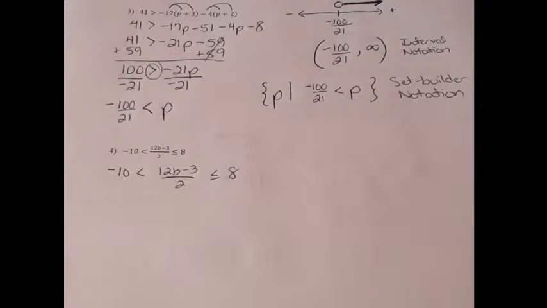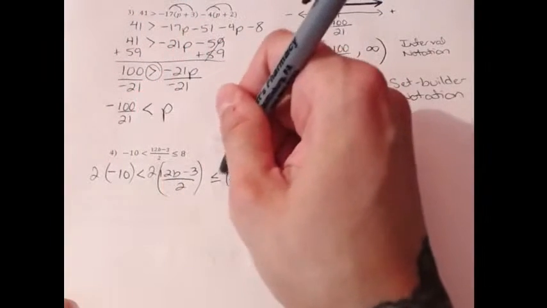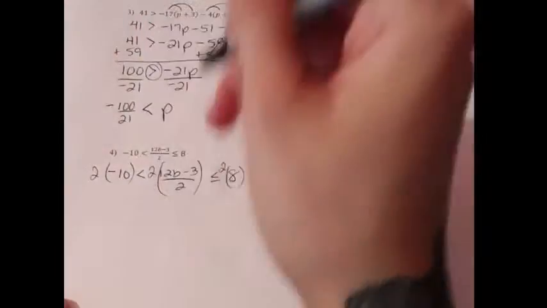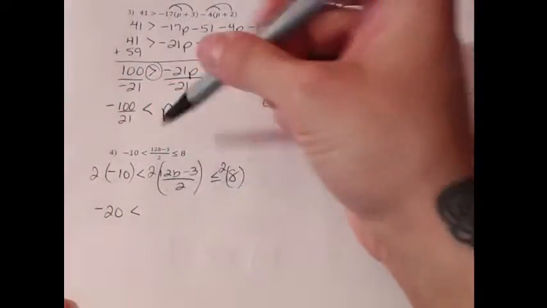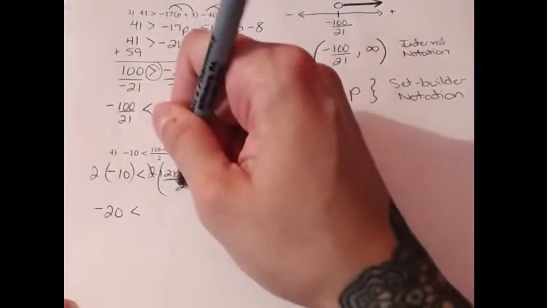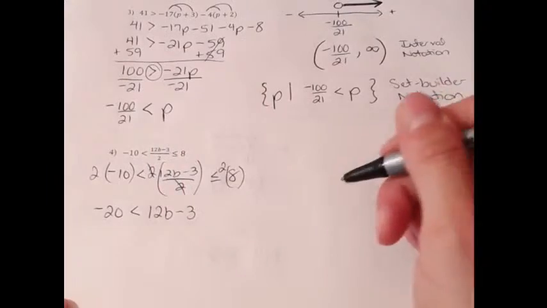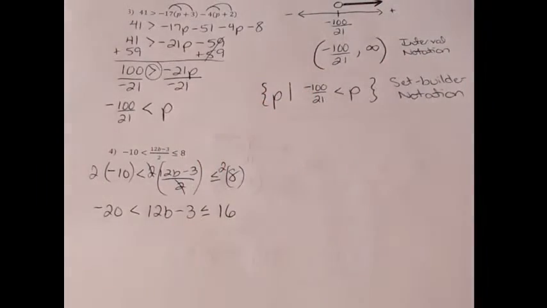My LCD in this case is 2, right? It's the only thing in our denominator. So I'm going to multiply every term by 2, just like I've done in the past. You are no stranger to using this technique. 2 times negative 10 is negative 20, less than. We recall that by multiplying by 2, our 2's are going to cancel, and that leaves us with simply 12b minus 3. And then we have a less than or equal to 2 times 8, which is 16.